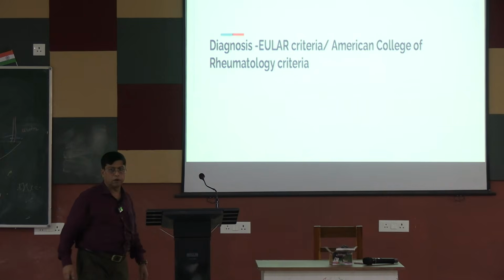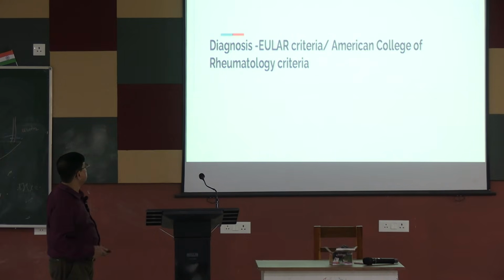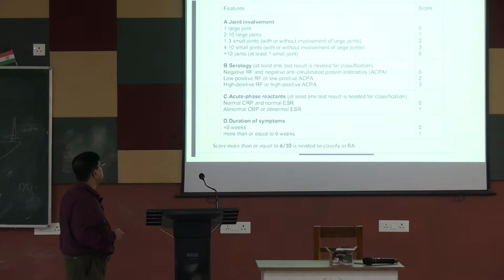For diagnosis of rheumatoid arthritis, there is the EULAR criteria, the European criteria, and the American College of Rheumatology criteria. Both are criteria for rheumatoid arthritis diagnosis. You will have to remember it. What are the features? The total score is 10, and if the patient gets 6 out of 10, then we make a diagnosis of rheumatoid arthritis. Then, what is the joint involvement?